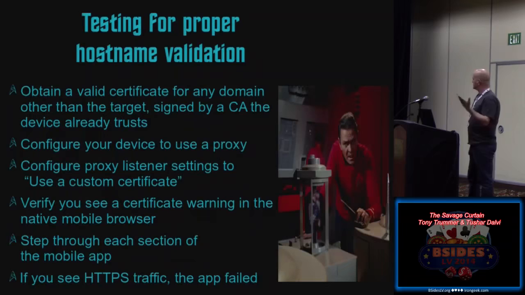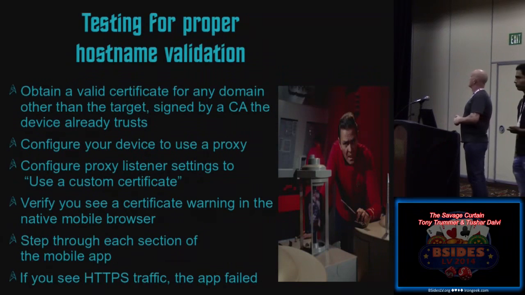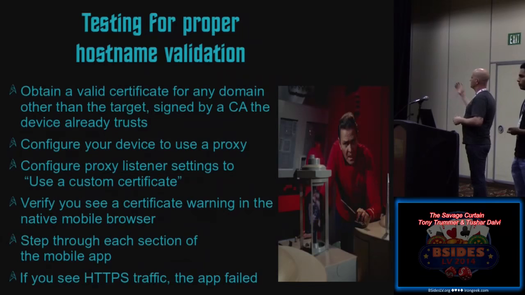But anyway, stepping through this, again, I pretty much explained it: obtain a valid certificate for any domain, use the custom certificate option in Burp, plug it in there, right? And then just configure the listener to go through your proxy, configure the device to go through your proxy. If you're still seeing SSL traffic as you pop through it, something's wrong, right? Again, I always caution to make sure you see a certificate warning in the mobile browser just to make sure everything's as you expect it, that it will fail. There's always a chance the mobile browser could be broken too, but we didn't see that, luckily.